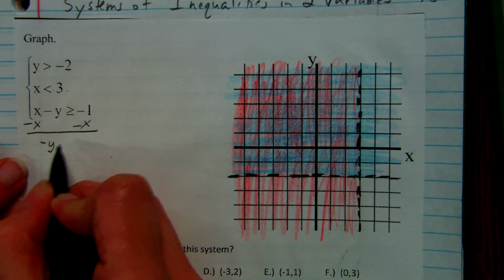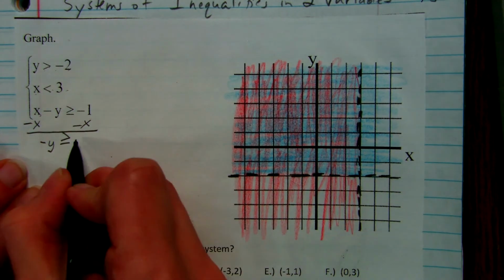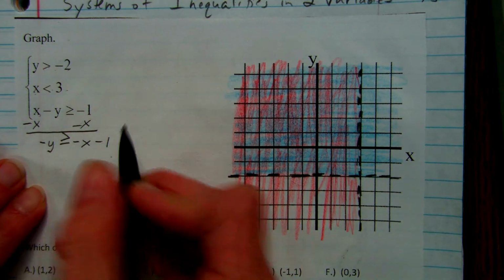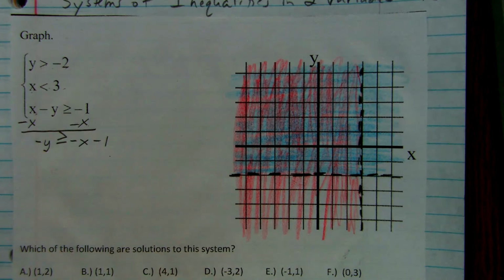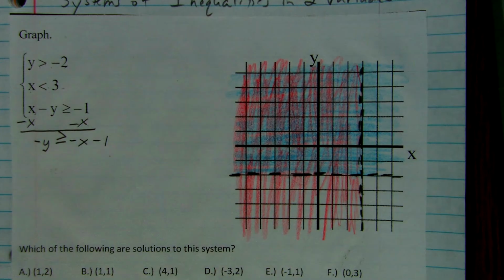Negative y is greater than or equal to negative x minus 1. You could do negative 1 minus x if you can keep track that the slope is of the x, but a lot of us like to do it in this order just so it's always the same.